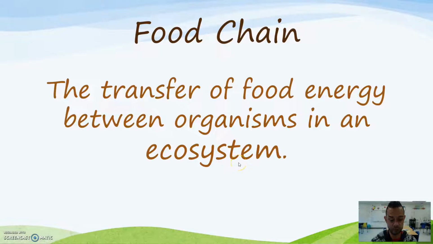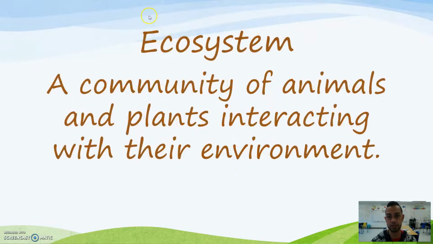So we were talking about what is an ecosystem. First of all, if we divide the word ecosystem, eco means what? Environment, very good. And system is different parts that work together. So it's a system of different parts that work together in their environment. So an ecosystem is a community of animals and plants interacting with their environment.